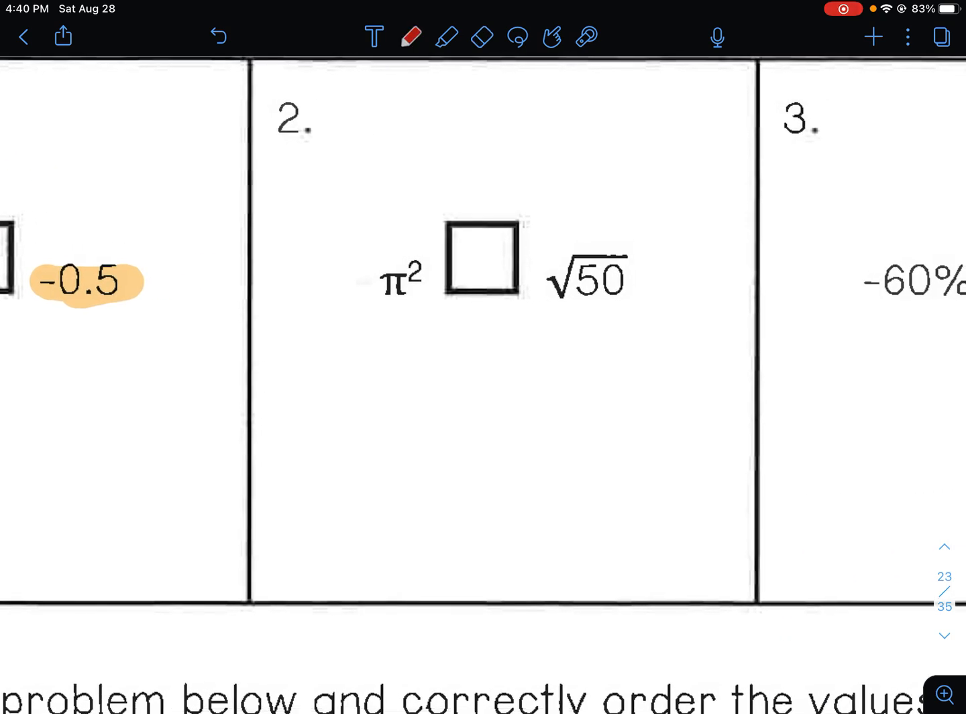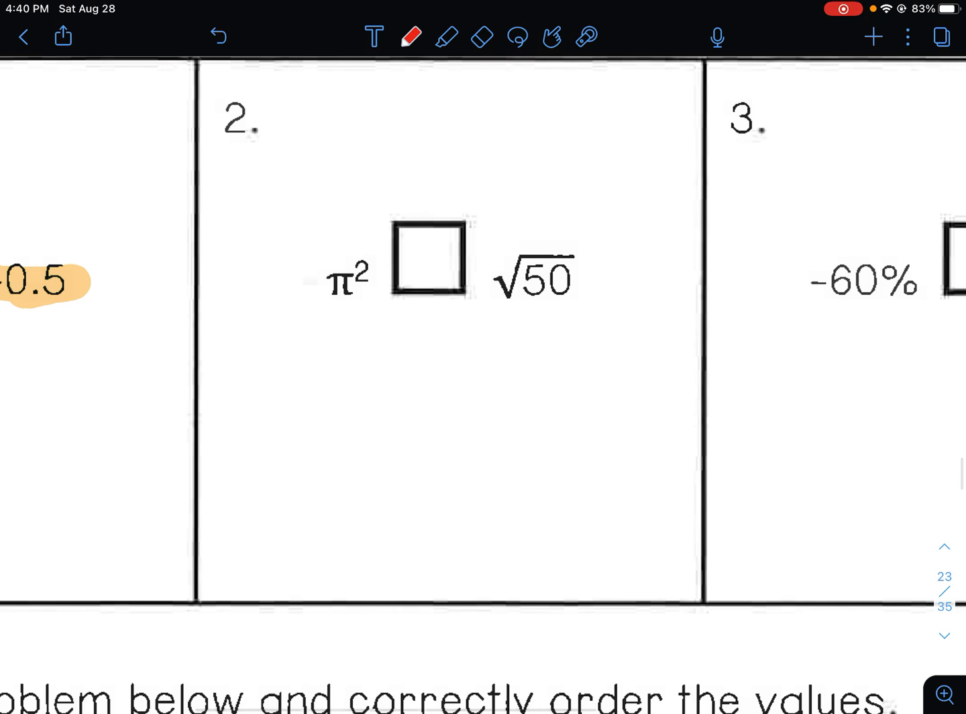All right, let's take a look at number 2. Same issue. We have square root of 50, which is an imperfect square. We have to estimate what 2 numbers it is between. Well, let's see. 5 times 5 is 25. 6 times 6 is 36. 7 times 7 is 49. Oh, that's pretty close. So radical 49, which is 7, and 8 times 8, which is 64, and that's 8.